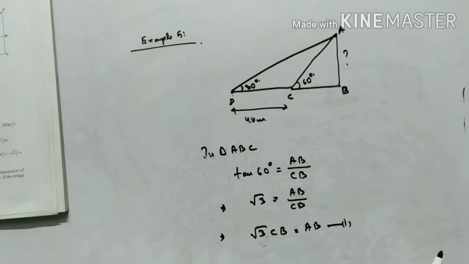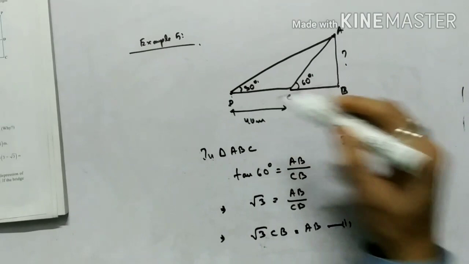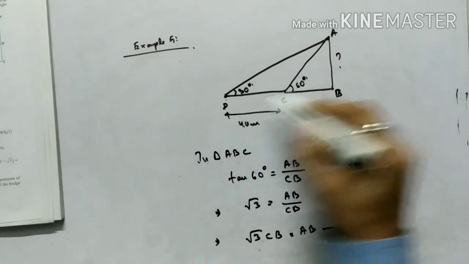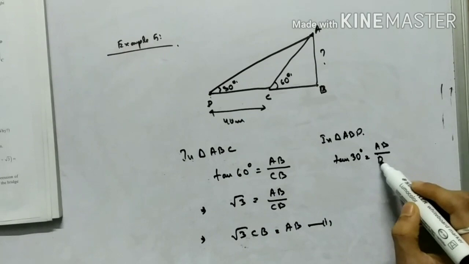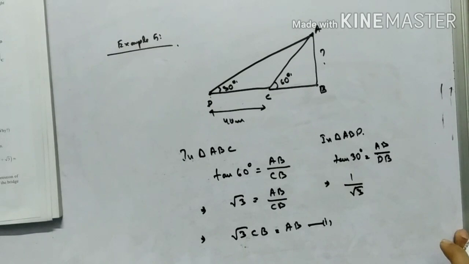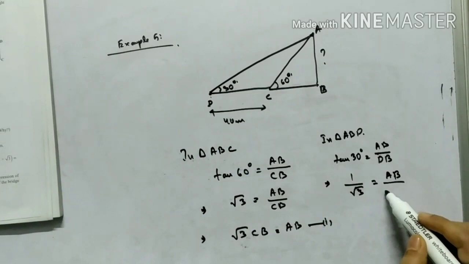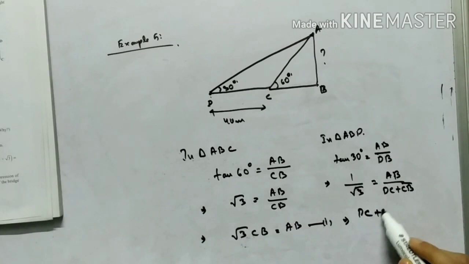Next I will take this whole triangle ABD. In triangle ABD, again I will use the tan function. Tan 30 degree is equals to AB by DB. Tan 30 value it is 1 by root 3, is equals to AB by DB. DB it is DC plus CB, so ultimately I will get DC plus CB by root 3 is equals to AB. This is our equation 2.